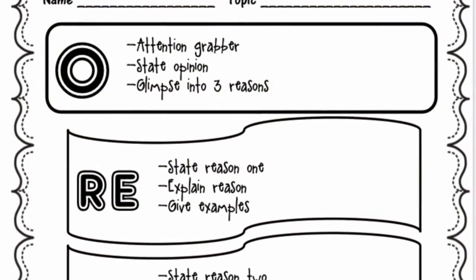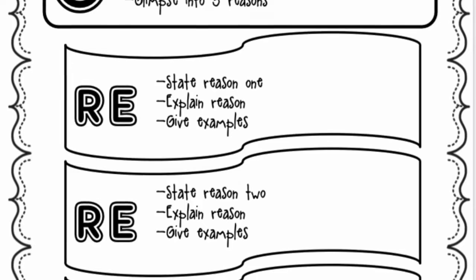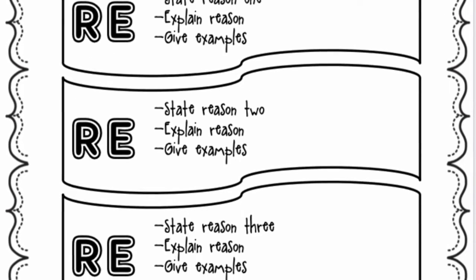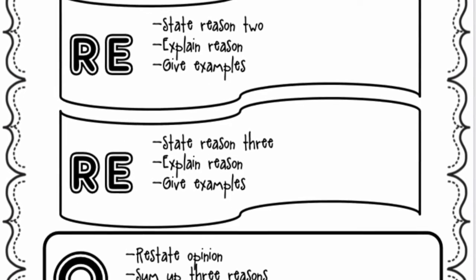Using your opinion writing organizer, you're going to get all of your ideas down on this paper, stating your opinion, your reasons and examples, and finally, another opinion stated in a different way to end your writing.